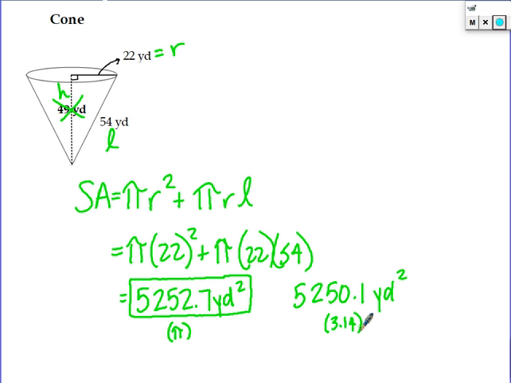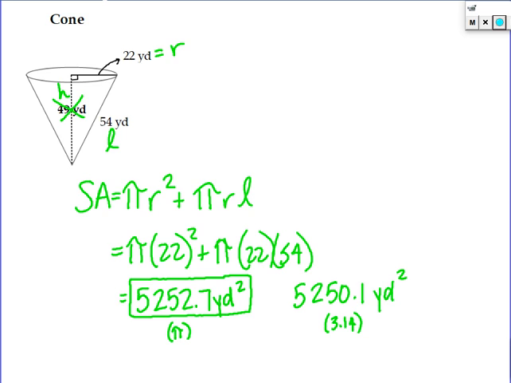So there's your cone. And the biggest difference with the cone is we're using that new dimension. We're using the slant height instead of the actual height. And maybe a good way to remember that is the slant height is on the outside of the figure, and remember we're finding the surface area, so we're going to be dealing with the surface. The height goes right through the middle of the cone, and that doesn't deal with anything on the outside. So maybe that's a good way to think about which one to use.